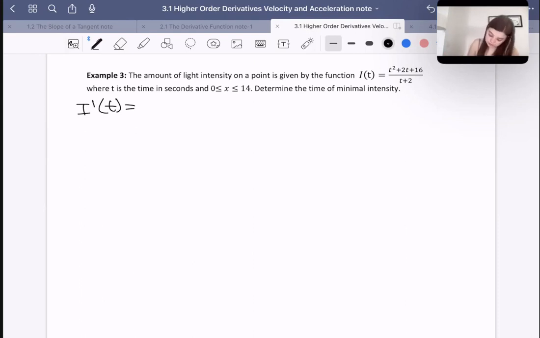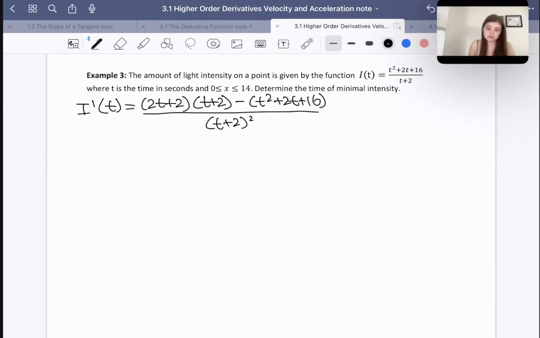So let's do that. The derivative of the top is 2t plus 2, times the bottom, t plus 2, minus the top, which is just t squared plus 2t plus 16, times the derivative of the bottom, which is 1, which I'm not even going to bother to write because that doesn't really do anything for us. And that's over the bottom squared, so (t plus 2) squared.